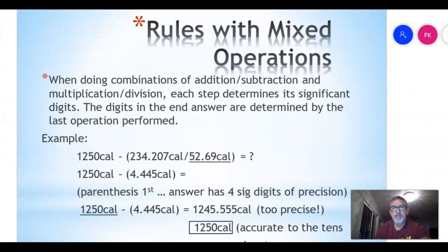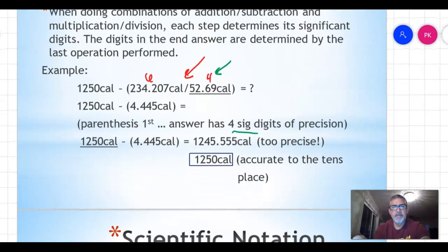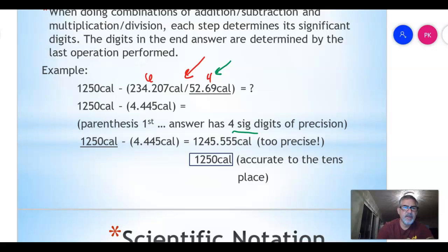Okay. Rules for mixed operations. So again, parentheses first. So if I'm doing multiplication and division first, instead of parentheses, then I have that rule. I have 4 digits here, I have 6 digits there, so my answer can only have 4 digits. All right, that's what I said here. All right, so I do that, I get my 4 digits there, and then I did subtraction, right? Oops, let me erase that. Put the arrow in the right spot.